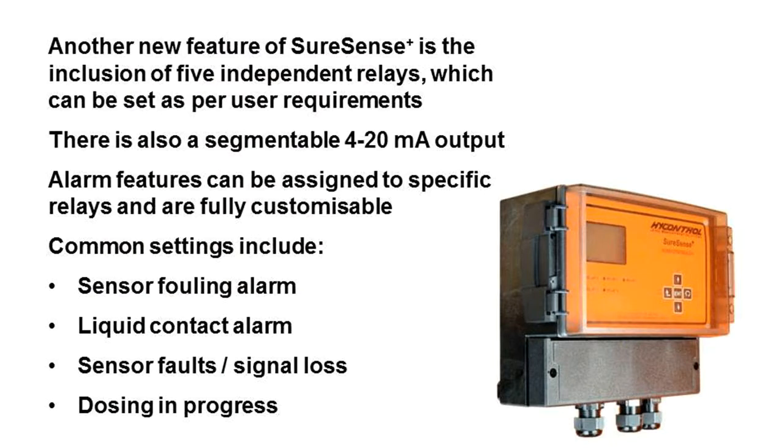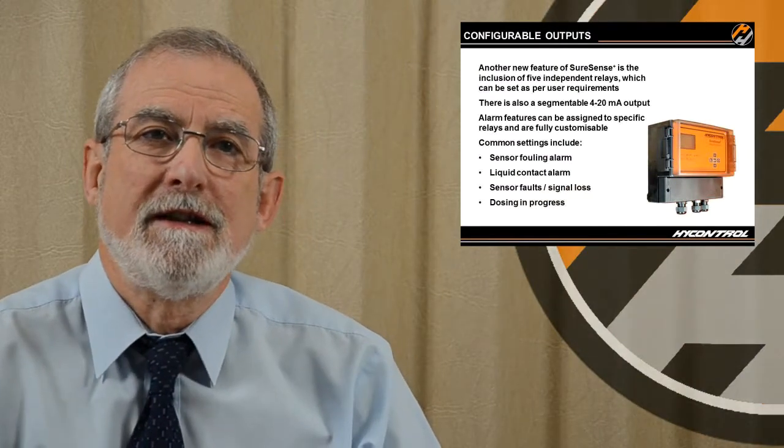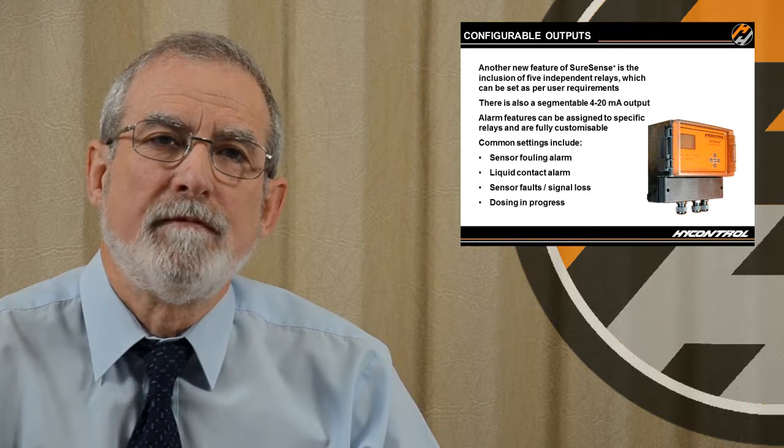There are a whole range of alarms that can be used and can be configured on a relay or on the 4 to 20 milliamp output. So by measuring the fouling using the guard electrode, we can indicate that the probe is reaching a point where it needs cleaning. So we could set an alarm which says, hey, you better get and clean your probe because it's getting covered too much in a layer of fouling.